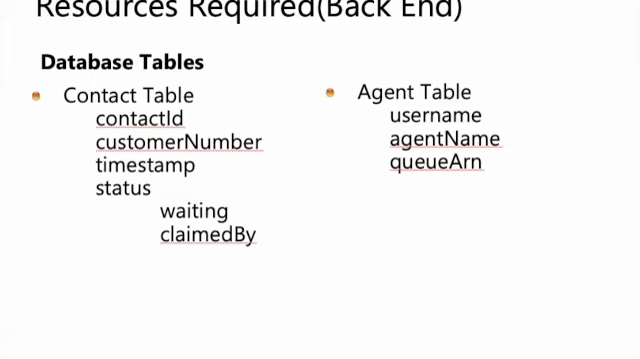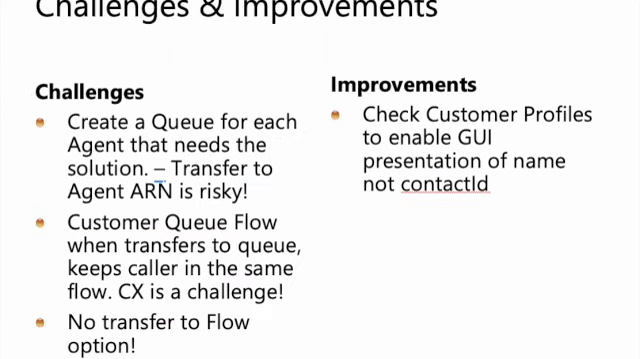Agent name was just something we wanted to use so we can prompt the caller that we found your agent and he'll be with you in a minute. You could add other options here. There's other things that you could clearly do.